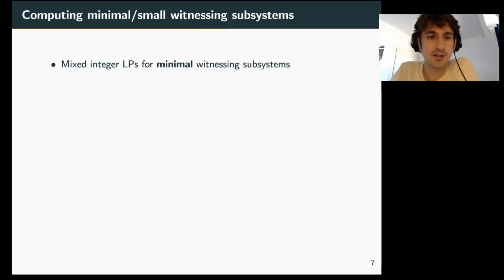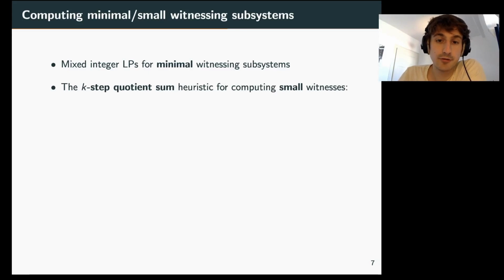Okay, let's have a look at the actual algorithms that we use to compute small and minimal witnessing subsystems. So for minimal witnessing subsystems, we derived mixed integer linear programs from the certificate conditions that you've seen before for Farkas certificates. And yeah, we can't hope to do much better than this because the corresponding decision problem is NP complete.